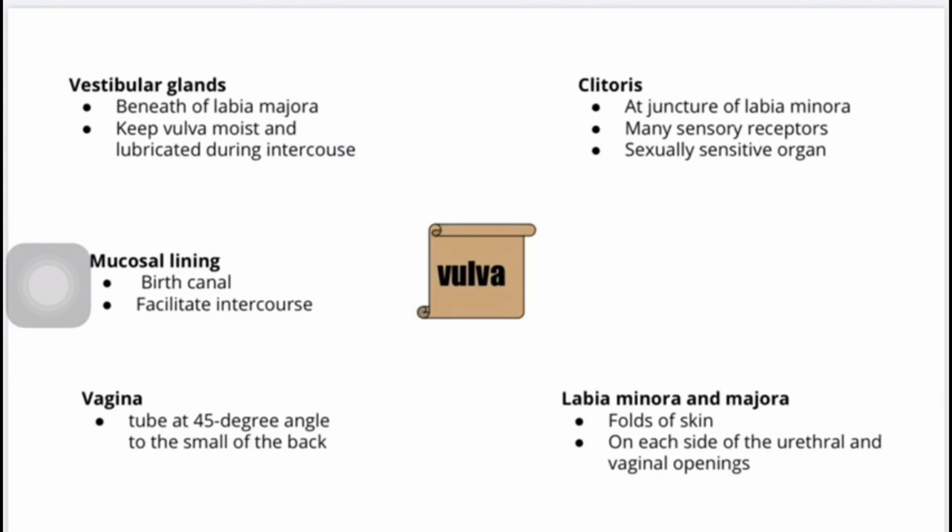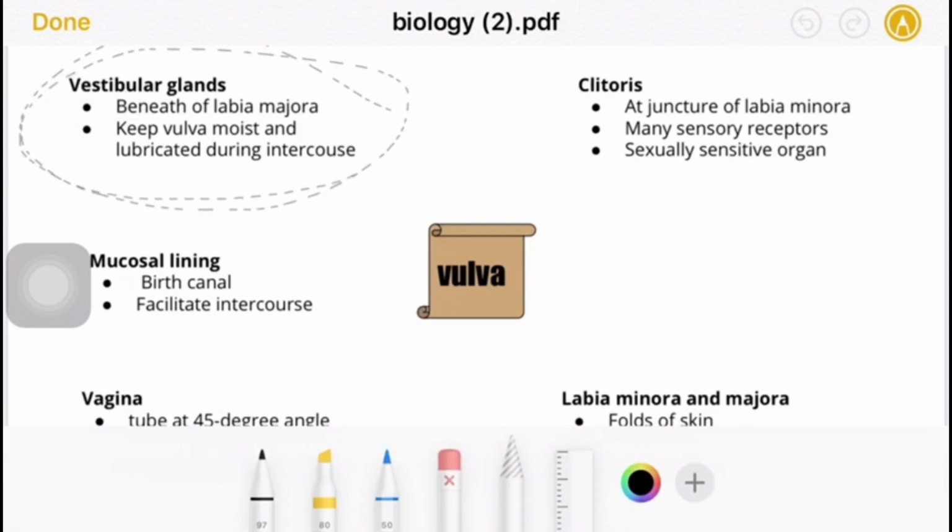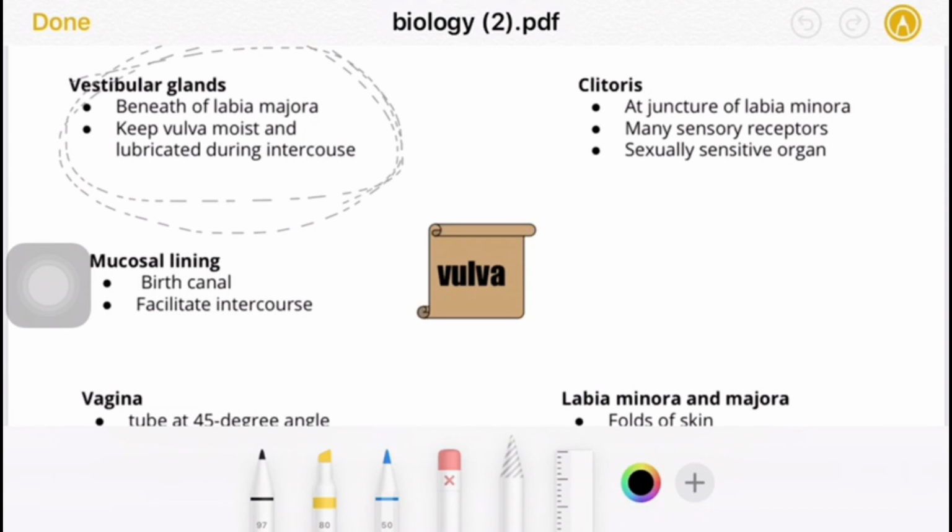So this is the vulva. What is the vulva? The vulva is the external part of the reproductive system of the female. It consists of vestibular glands, which are beneath the labia majora. We can refer to the med books at page 771, the structure of the external part, and the vestibular glands beneath the labia majora. The labia majora is a fold of skin. There are two labia, which are labia minora and majora. The labia minora is the minor one, and the labia majora is the major one. And these glands keep the vulva moist and lubricated during intercourse.